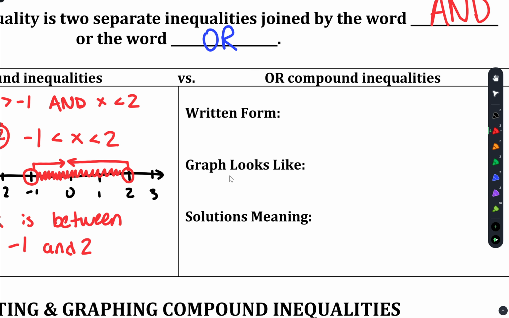The second kind is an "or" compound inequality. We write "or" compound inequalities like so. We would say x is less than -1 or x is greater than 2. Both of these things cannot be true at the same time. You are either one or the other, or maybe you're neither, but you are never both less than -1 and greater than 2. It's not possible.